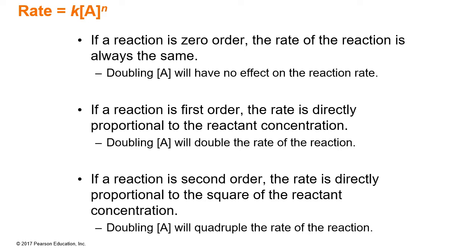If we have a reaction that's second order, the rate is dependent on the concentration of our reactant, but it is the square. So if we double the reactant, it will quadruple the rate of the reaction. And there are lots of examples of this.